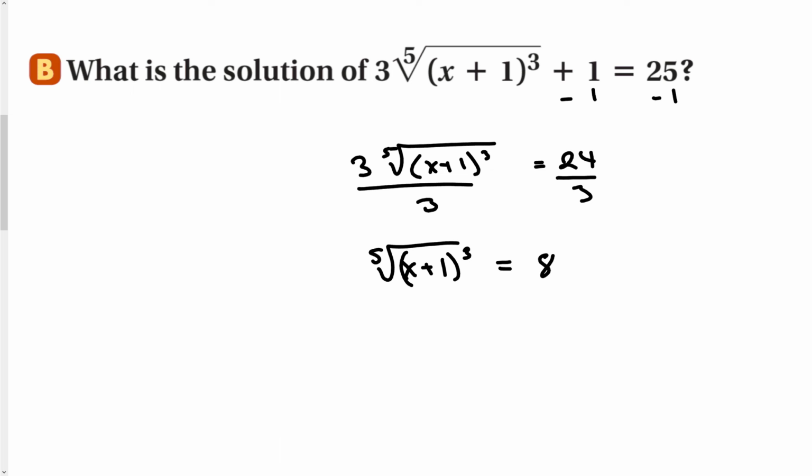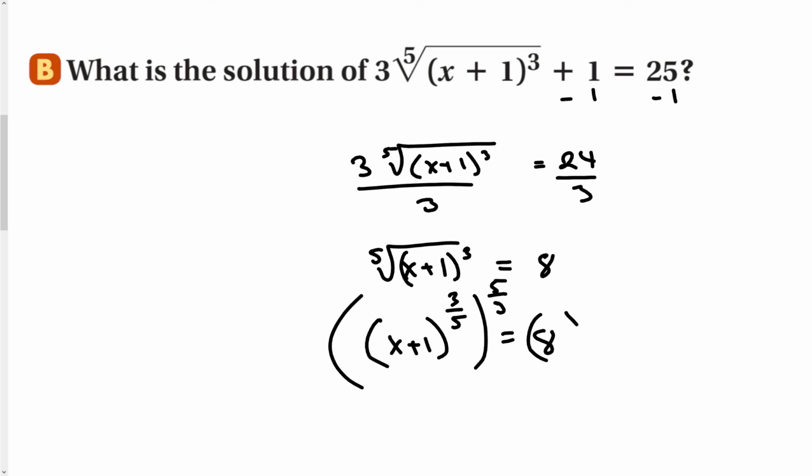5th root, 3rd power, that is x plus 1 to the 3/5. And I just rewrote that in exponential form. The root goes on the bottom, the exponent goes on the top. In order to clear it out, I raise it to the 5/3. Root first for this number, the third root of 8 is 2 to the 5th power, 2, 4, 8, 16, 32. So x plus 1 is equal to 32.